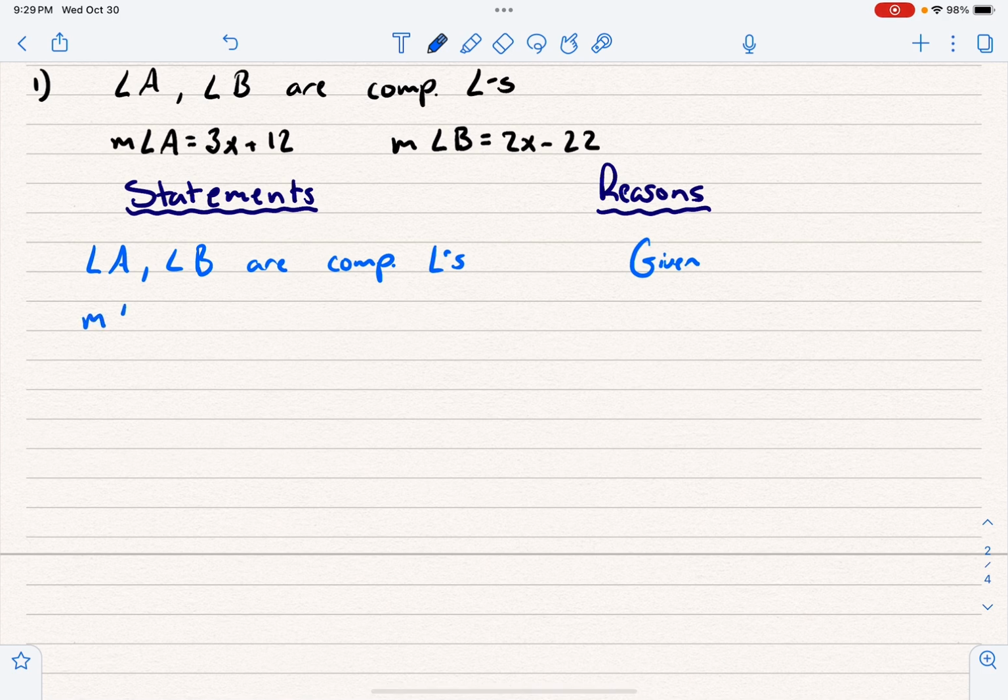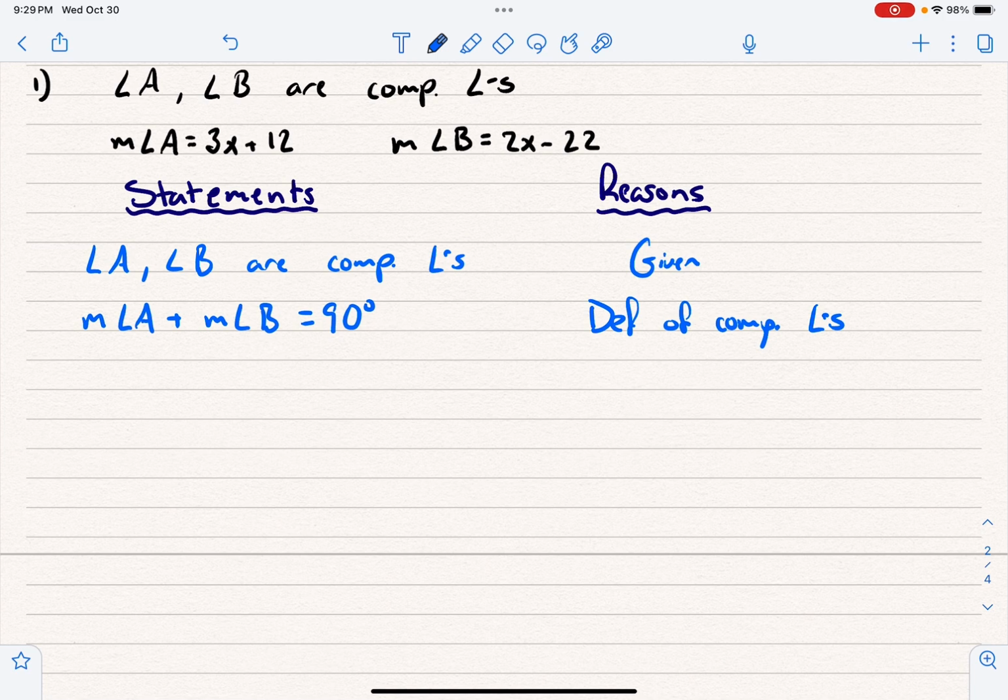After that, we'll say that the measure of angle A plus the measure of angle B add up to be 90 degrees. Now, why do they add up to be 90 degrees? Because that's the definition of complementary angles. That's what it means to be complementary angles, two angles whose measures sum to 90 degrees. At that point, we're actually kind of done with the geometry. We switch over to algebra.